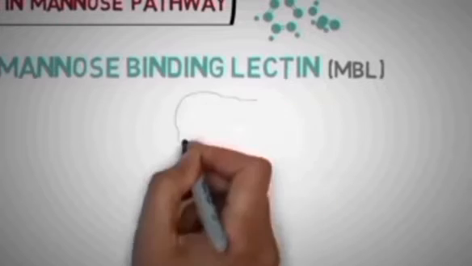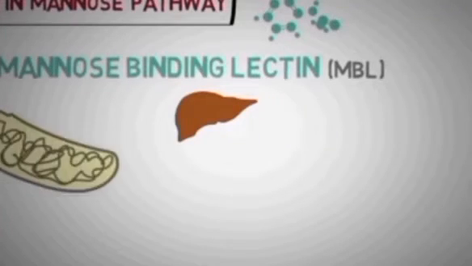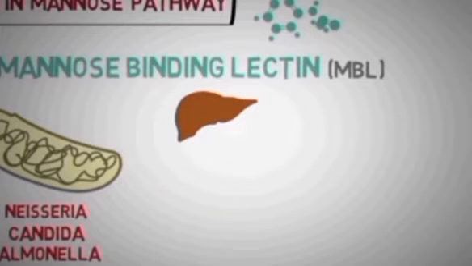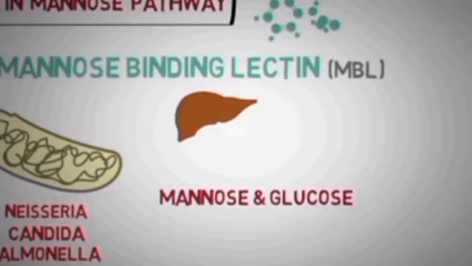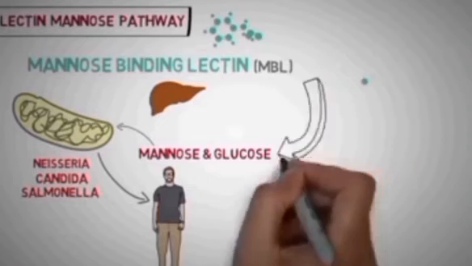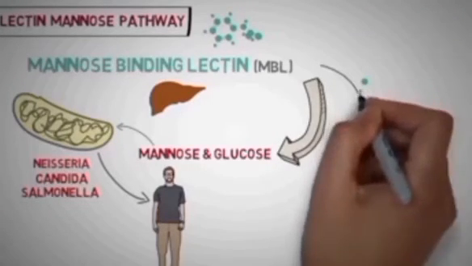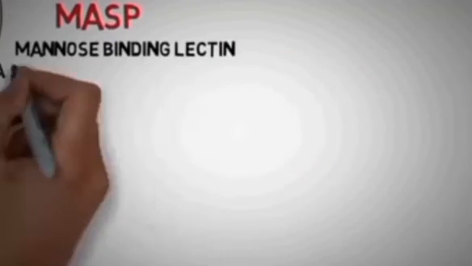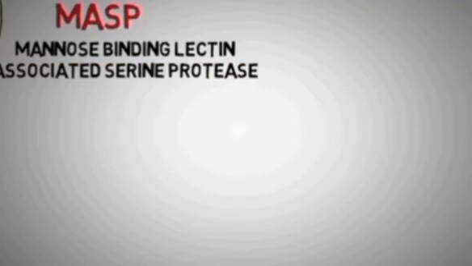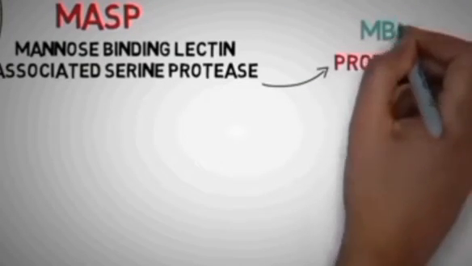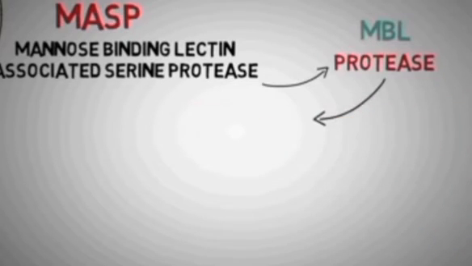The last one is the lectin-mannose pathway. The lectin-mannose pathway involves mannose binding lectin. It is present in Neisseria, Candida and Salmonella. Whenever the organisms enter the human body, the protein mannose binding lectin recognizes them and activates the MASP, mannose binding lectin associated serine proteases, which bind MBL, mannose binding lectin.